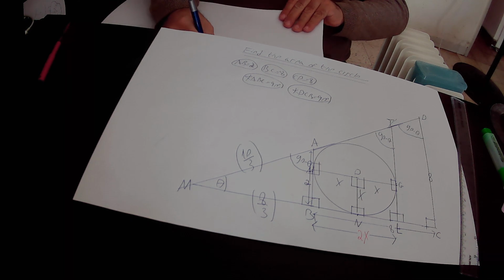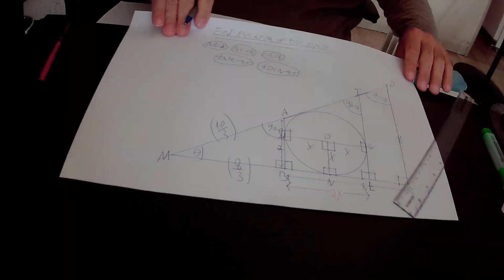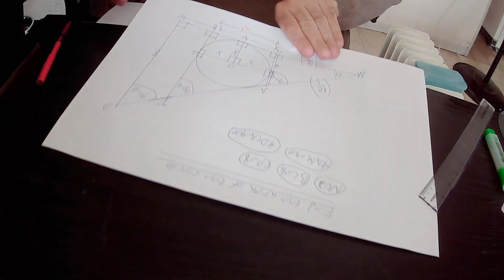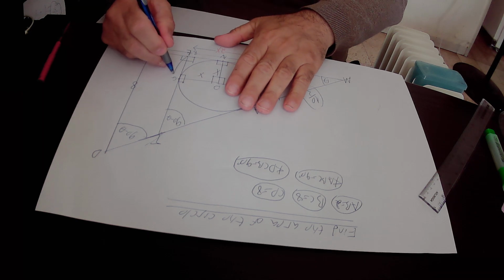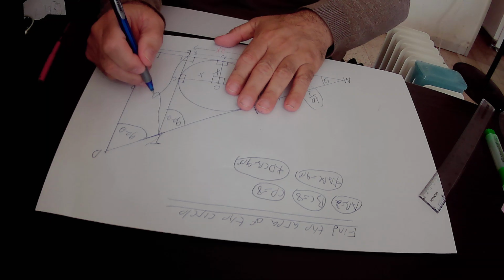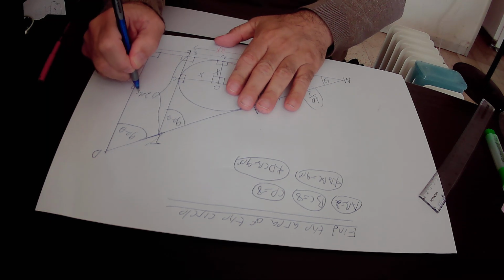The TL, this line segment TL, equals 2 plus 1.5x.